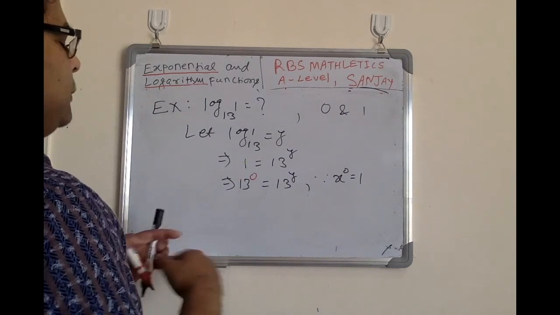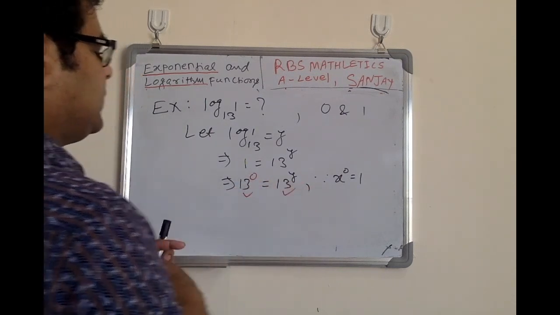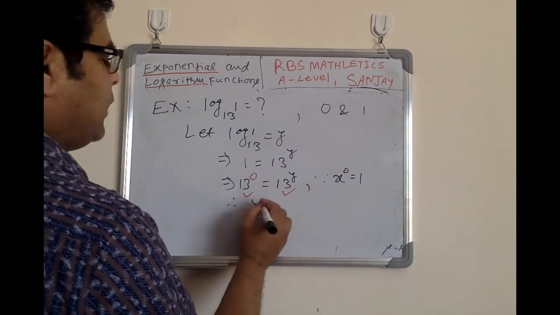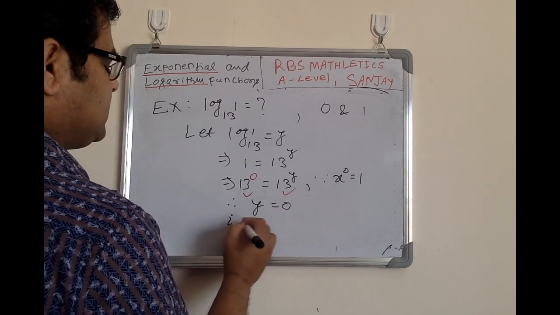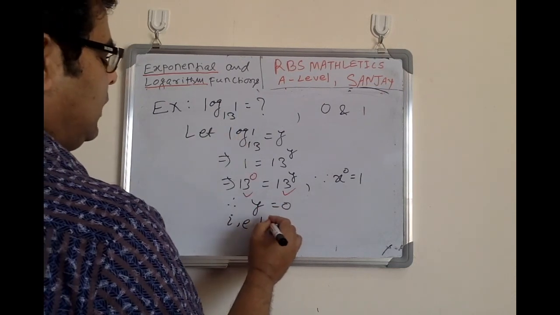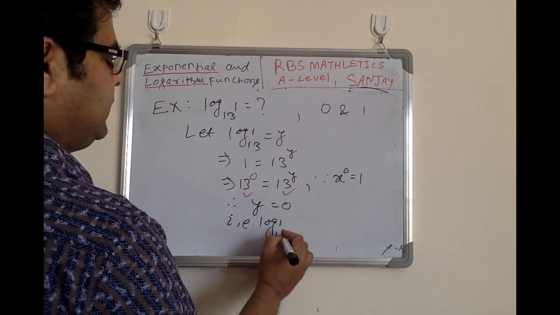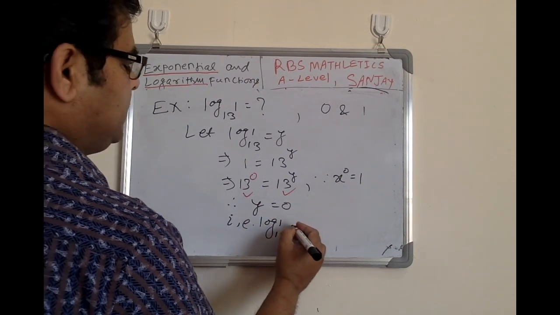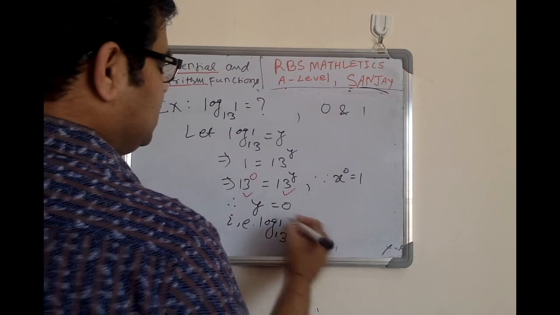Now you compare both sides. This is 13 and this is also 13. So therefore you will have y equals 0. That is, log of 1 to base 13 is going to be 0.